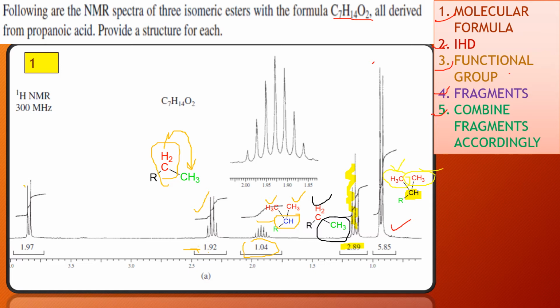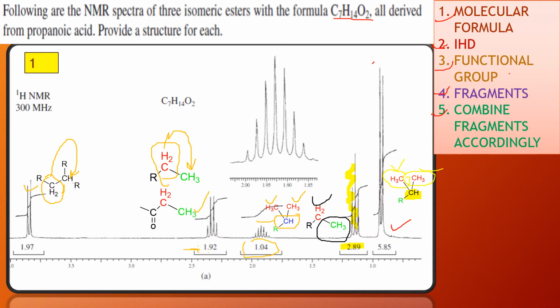Let's move on. You can see here it is giving again a doublet and it is 1.97. So it is again this type of condition. So it could be this one. You can see here this is CH2 attached to the carbon having 1 proton. So this is giving us a doublet due to this 1 proton.